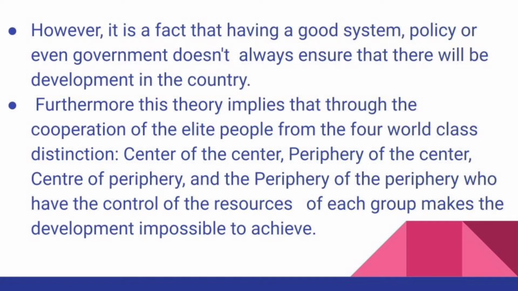Furthermore, this theory implies that the cooperation of the elite people from the four world class distinctions, namely center of the center, periphery of the periphery, center of the periphery, and periphery of the center, who have control of the resources of each group, makes development impossible to achieve.